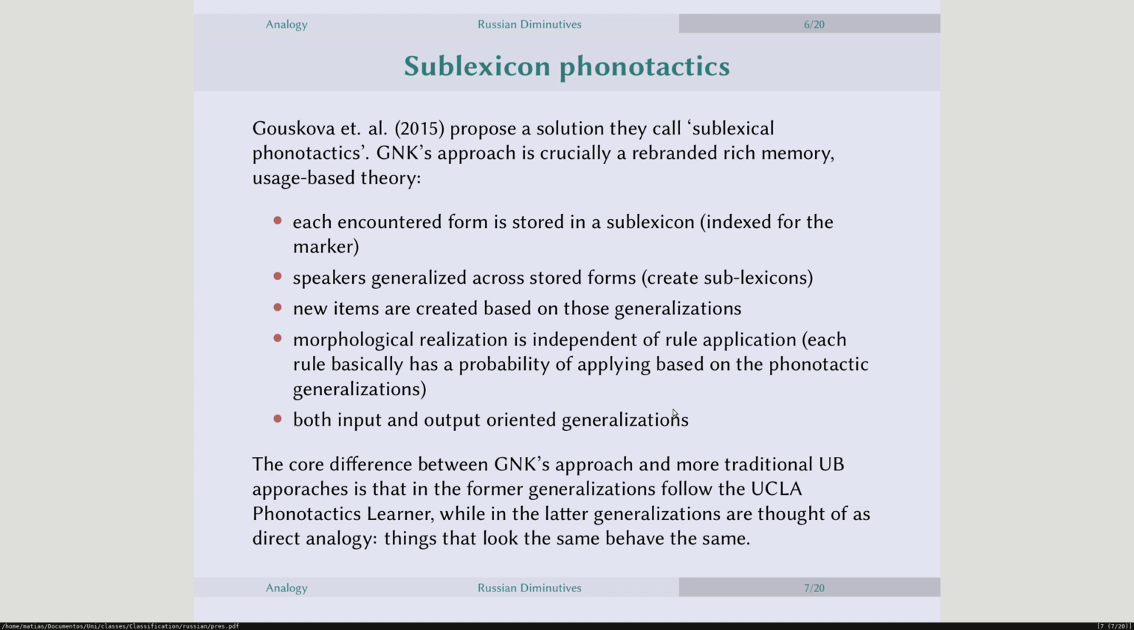The work I'm doing here is based on a previous paper by Guskova and two other authors, let's say et al., shortened as G&K, where they proposed a quote-unquote new theory of how lexical assignment works. They call it sublexical phonotactics, but it's basically the same type of analytical classification I've been talking about. They say that speakers encounter forms, and they store these forms, and then they generalize across those forms, and based on those generalizations, they assign new items to the correct classes.